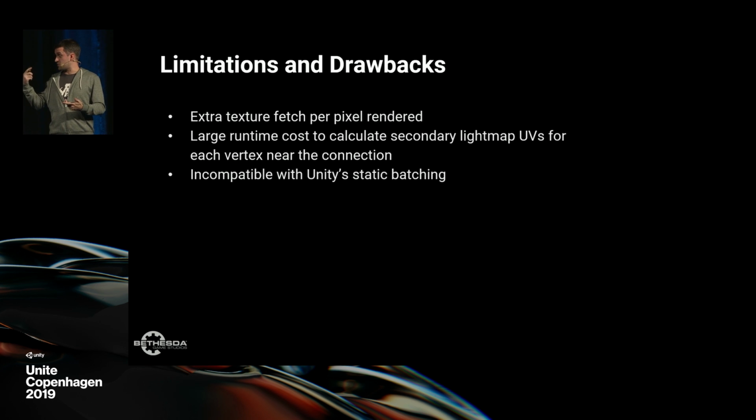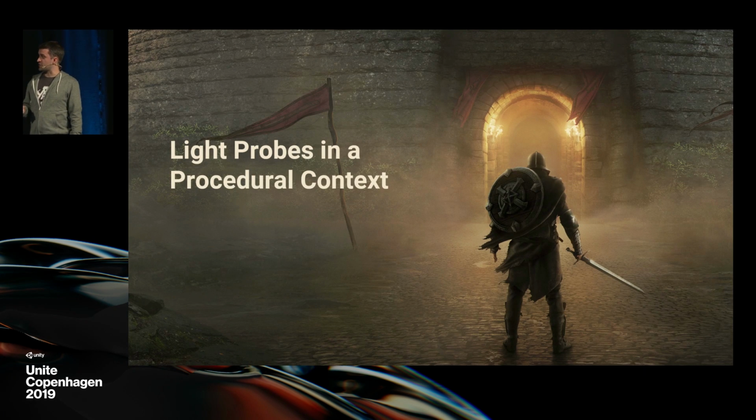And then finally, it's also incompatible with Unity's static batching because we end up modifying meshes at runtime, so it doesn't work if that mesh has been batched with something else. That's great. That fixed our main light map issue.